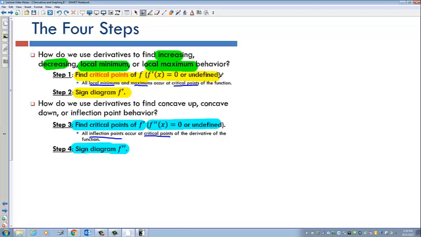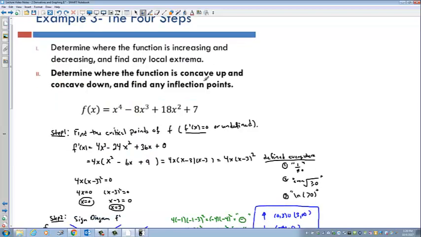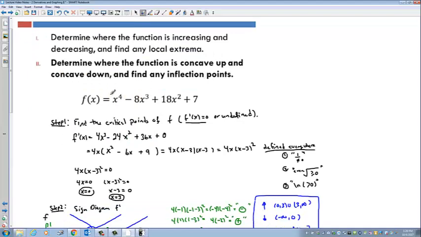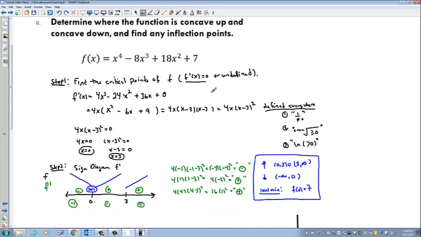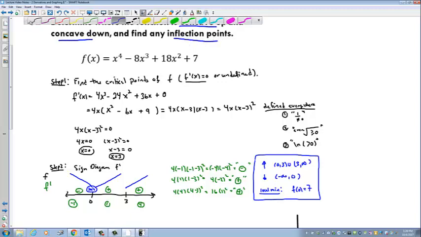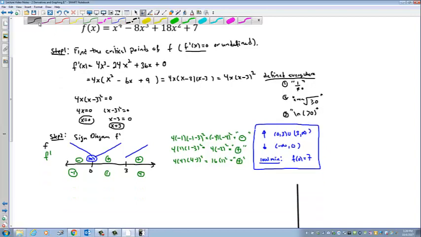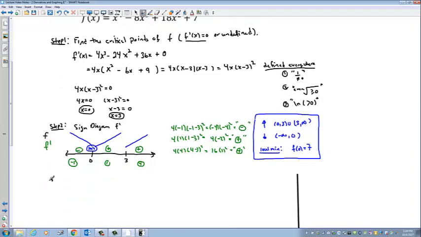So let's just do this. So last time, here's what we did. All right, we took this function and we did step 1 and step 2 to determine where it's increasing, decreasing, and any local extrema. And so that's in this blue box here. And so today, we want to determine where the function is concave up and concave down and find any inflection points. And we'll do this simply by doing step 3 and step 4. So let's see how this works. So let's write down step 3 so we can remember the process we're going to follow.